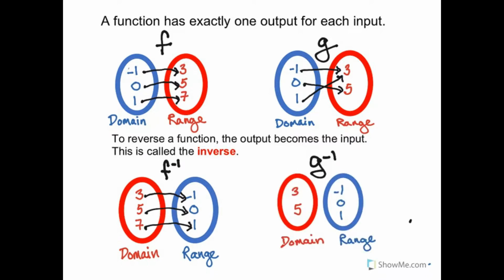On the other hand, if I try to reverse g and find g inverse, I would match 3 to -1, but I would also match 3 to 1 because I'm preserving the matches that were originally there in g. And 5 would match to 0. So the element 3 of the domain has 2 arrows to elements in the range, and so g inverse is not a function.